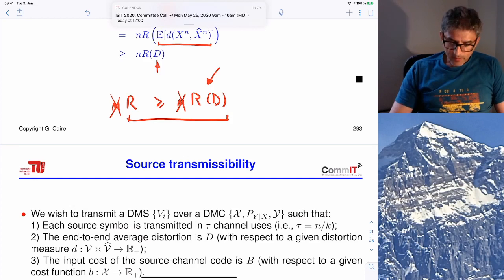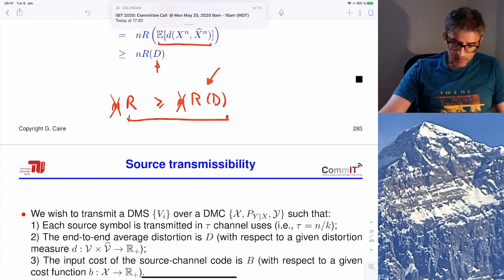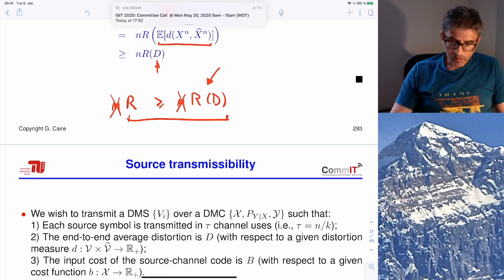So we can break here, and then in the last part we finish this chapter with a few more results.